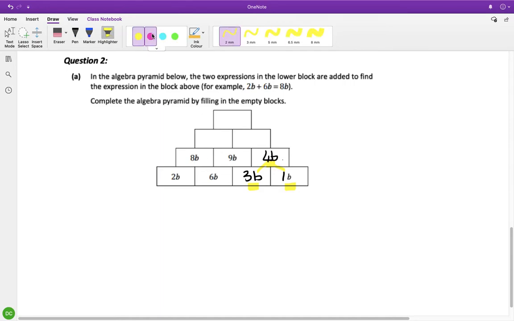Okay, and then we go up again. So this one and this one will come together to make this one here. So 8 and 9, that's going to be 17b. And then we're going to do, change again. This one here and this one here will make this one. So 9 and 4 is 13b. And then these two will add together to make the one on the top. So 17 and 13 is 30b.